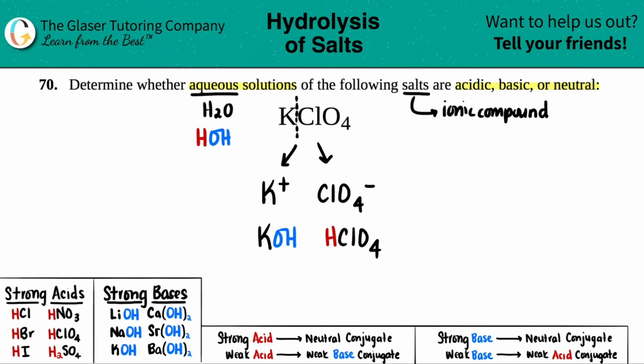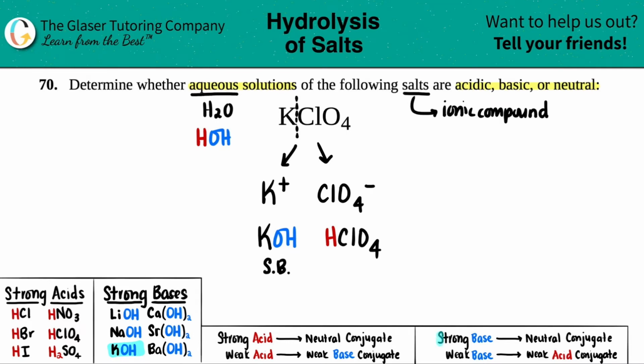basic, or neutral. So the first thing I'm going to say is, okay, KOH. Is KOH one of my 6 strong acids or 6 strong bases? And it turns out that it makes the list. KOH, potassium hydroxide, is one of my 6 strong bases. So I'm going to say SB.